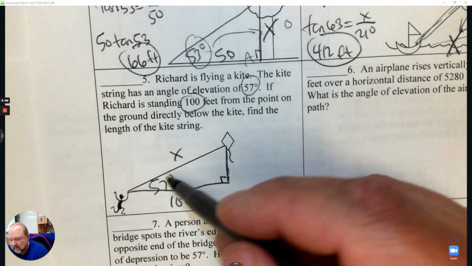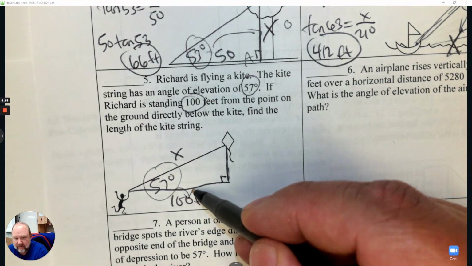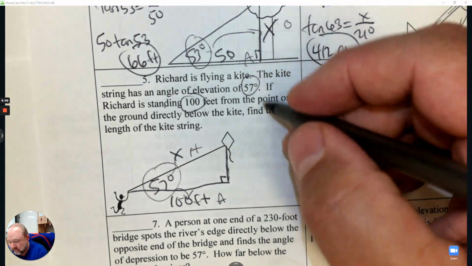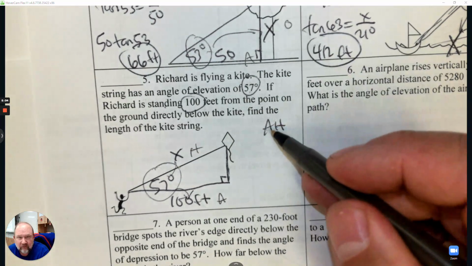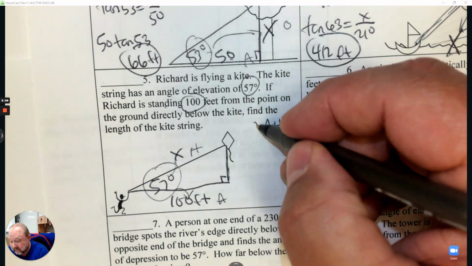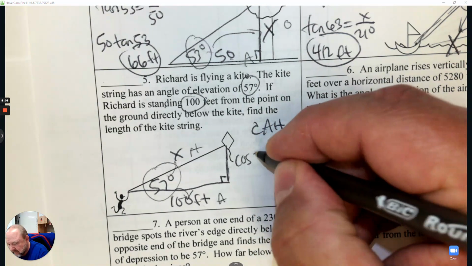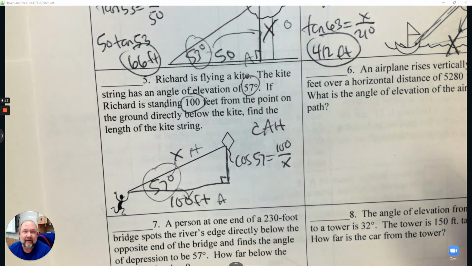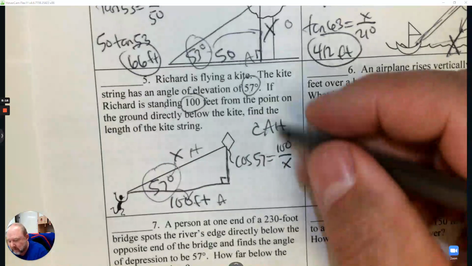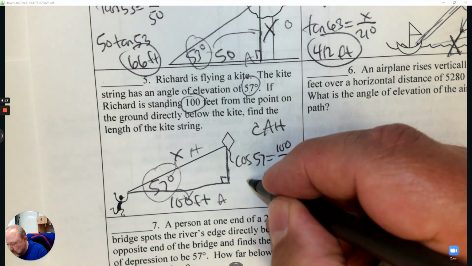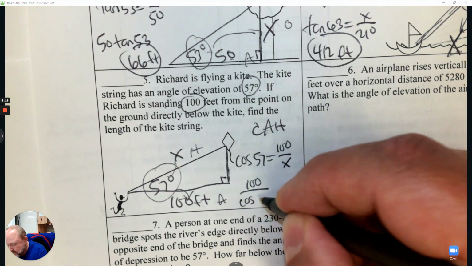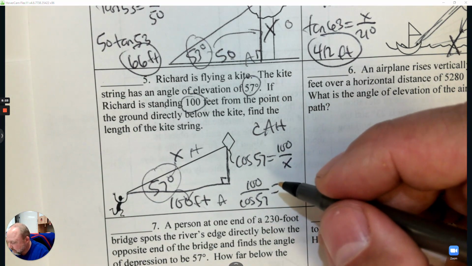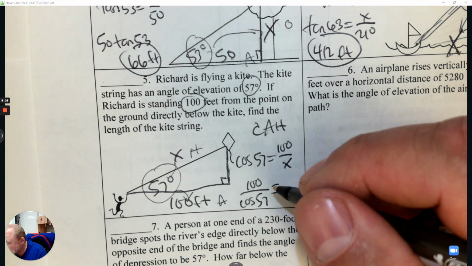So circle the angle. This is adjacent and hypotenuse. So which trig ratio uses adjacent and hypotenuse? That's cosine. So we write down cosine of 57 is equal to adjacent over hypotenuse. Because x is in the denominator, we're going to divide. So we're going to go 100 divided by cosine 57 and write that answer down. You get 184.